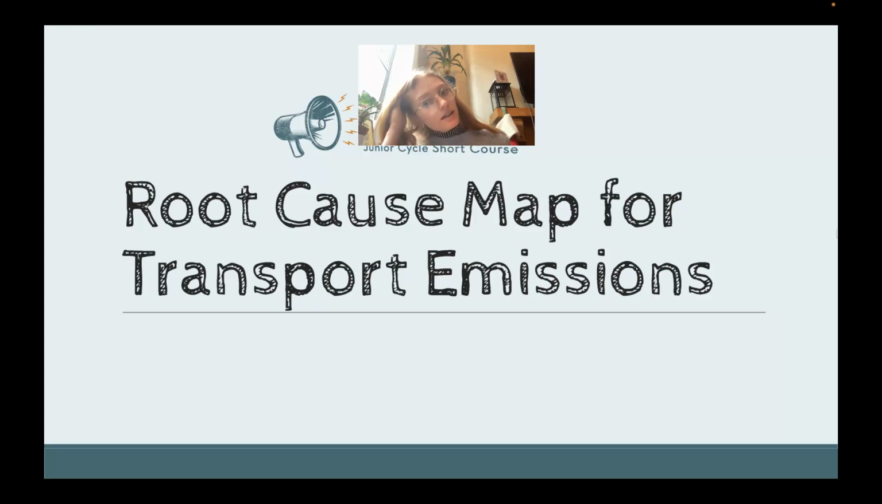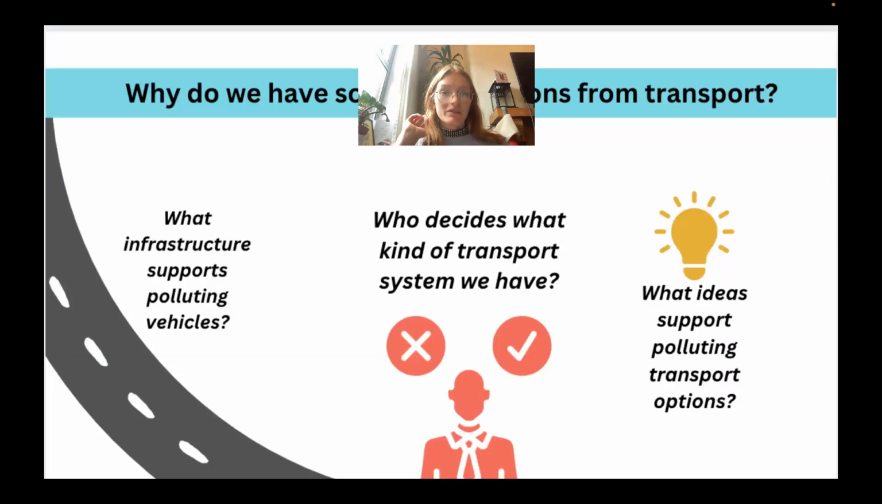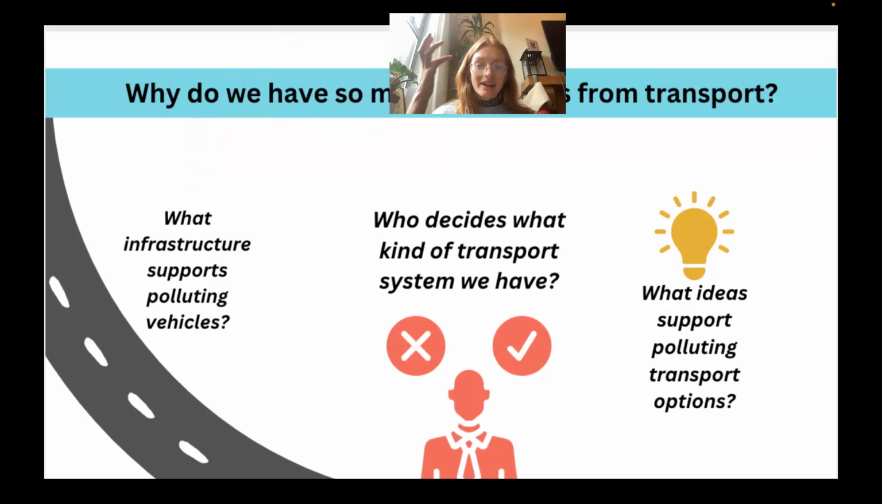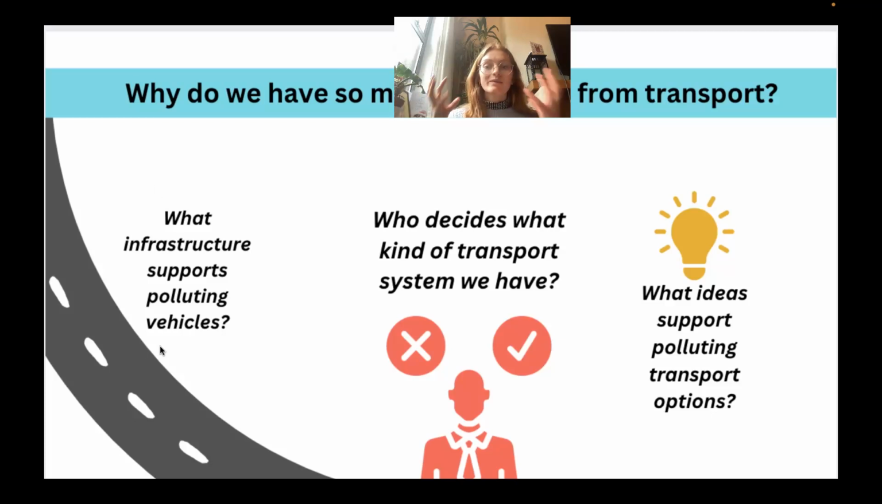Then we suggest that you do a root cause map for transport emissions. If you've been doing root cause maps all along, you can do them whatever way you usually do them. Here is a suggestion for transport where you could ask the questions: why do we have so many emissions from transport? Get them to think about that, and then get them to think a bit deeper and ask, what is the infrastructure that supports polluting vehicles? Who decides what kind of transport system we have? Who's in charge? Is it companies? Is it governments? Is it individuals? Is it a combination? And what are the ideas that support the polluting transport options?